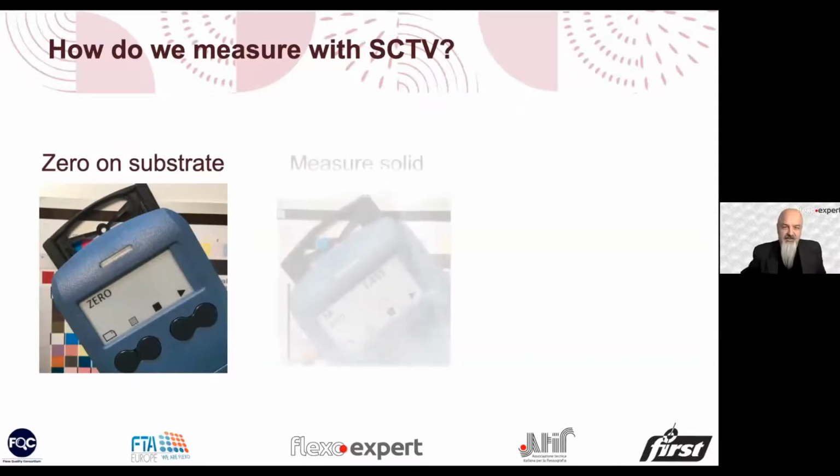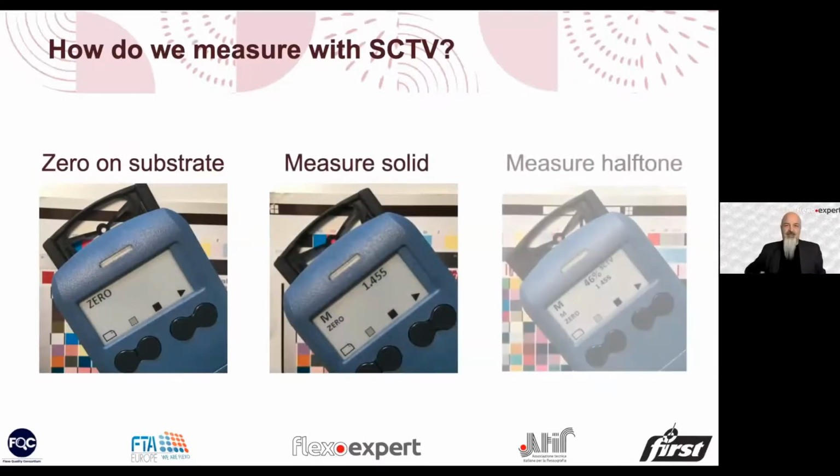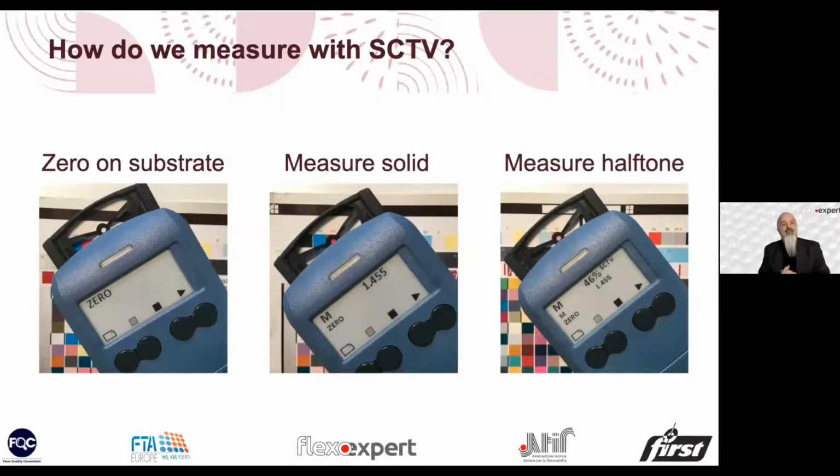Okay. So for those of you who haven't yet started with SCTV, let's see some real life examples. I prepared some screenshots with some instruments. When you do measurements with SCTV, you see that there is absolutely no difference, no changes in the way that you do the measurements. To measure a dot percentage, you first measure the substrate, then you measure your solid, then the halftone, just like before. It is just the same as using the old Murray Davis formula. Exactly the same actions: 1, 2, 3, paper, solid, halftone. Just different settings on your instrument. Okay, you just need to set on your instrument the SCTV setting.